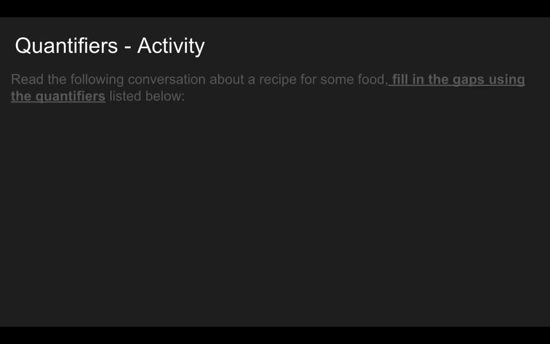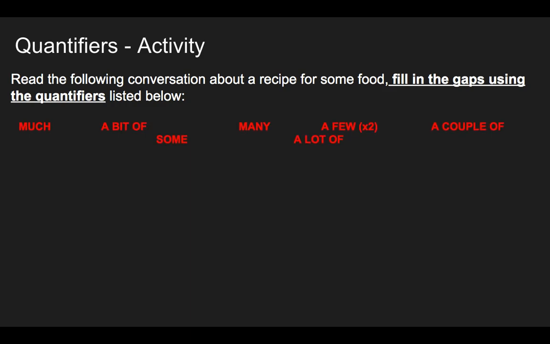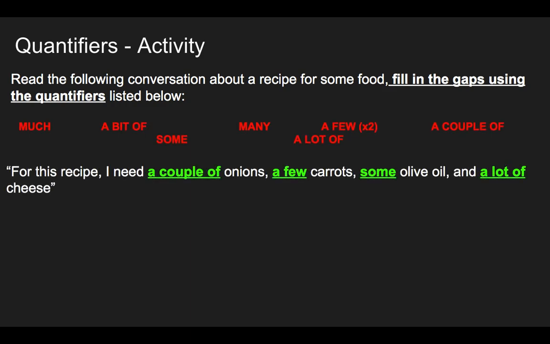Okay, let's look at the solutions there to those quantifiers. So we have, for this recipe, I need a couple of onions, a few carrots. These you could swap round. You could say a few onions, a couple of carrots. Some olive oil, but olive oil is uncountable. So we couldn't say a few olive oil, no. Some olive oil and a lot of cheese. Remember, a lot of we can use with countable and uncountable.